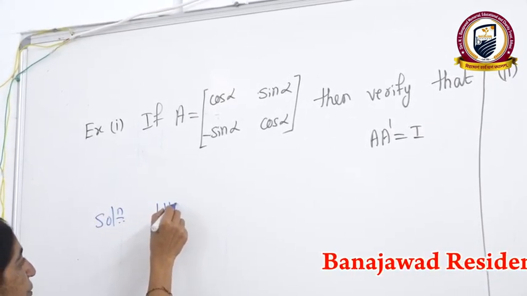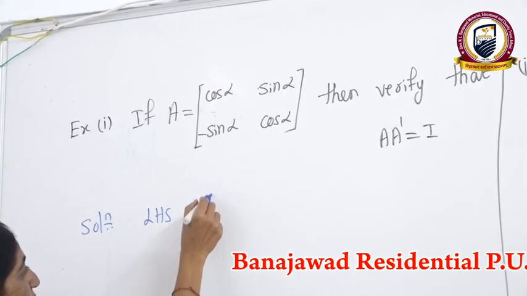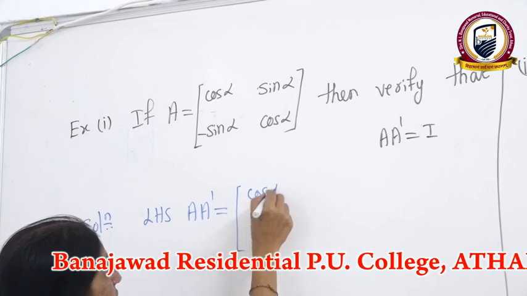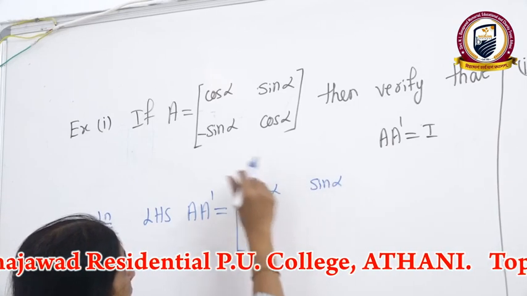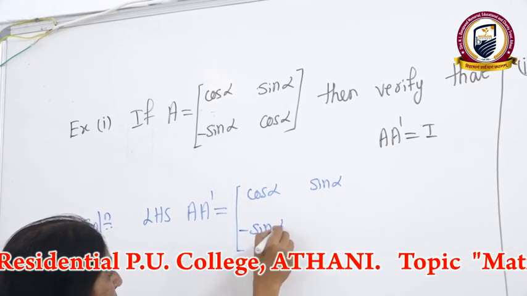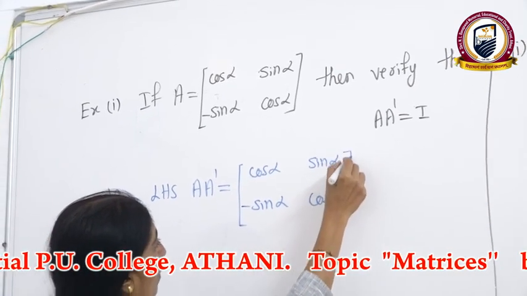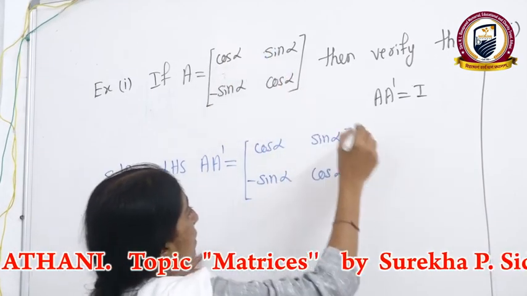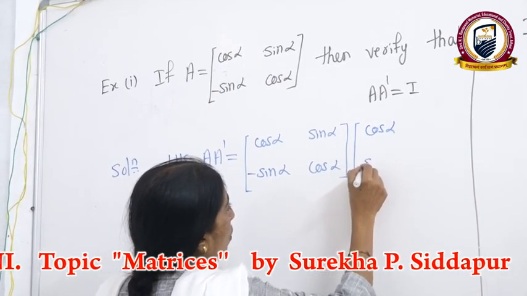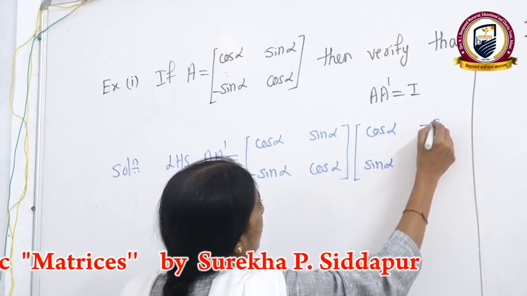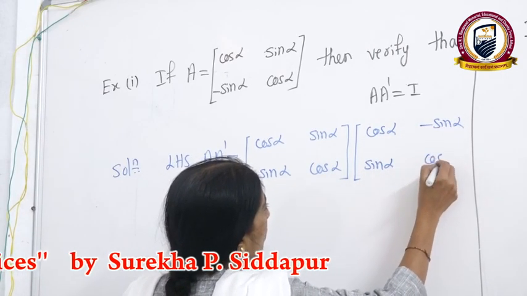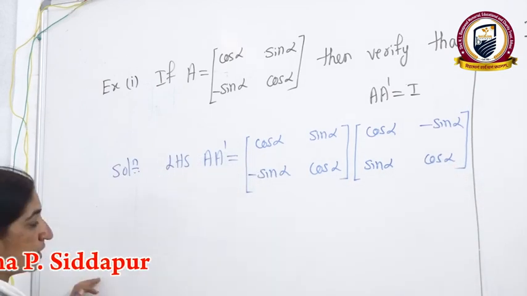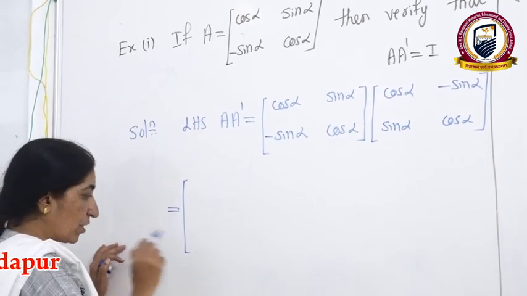First what are you writing? We are writing the LHS. What is LHS? A into A transpose. A is given, write it as it is: cos alpha, sin alpha; the next row is minus sin alpha, cos alpha. Then write down its transpose. Its transpose is, we are interchanging the rows into columns and columns into rows. So after writing A and A transpose, multiply the corresponding elements.